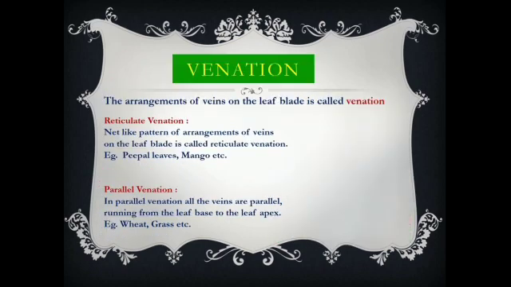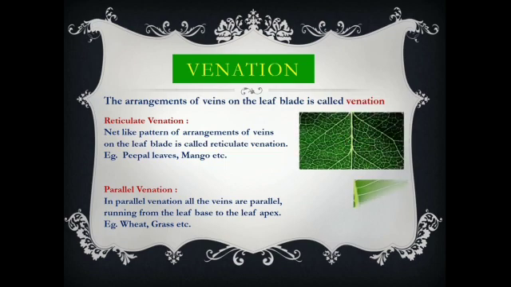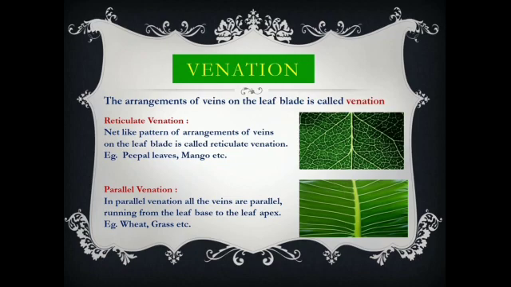Next is venation. What is venation? The arrangement of veins on the leaf blade is called venation. There are two types of venation, reticulate venation and parallel venation. Net-like pattern of arrangement of veins on the leaf blade is called reticulate venation. Example, peepal leaves and mango leaves. Second one is parallel venation. In parallel venation, all the veins are parallel, running from the leaf base to the leaf apex. Example, wheat and grass.